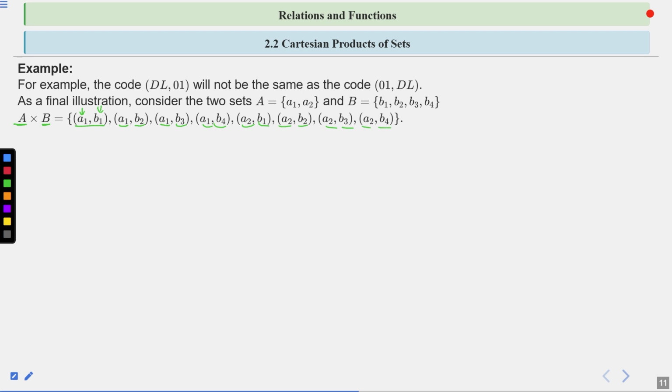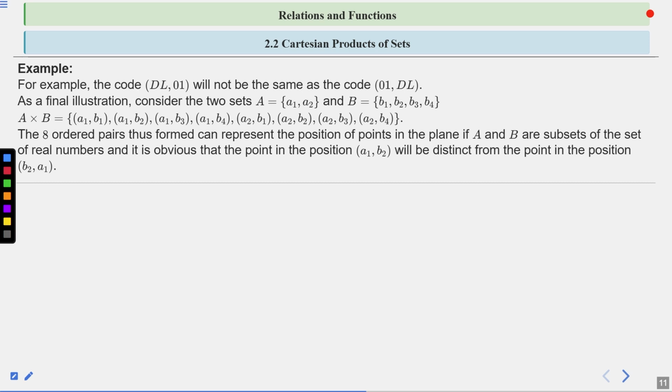Clear? So we got 8 ordered pairs simply. Clear? And also observe that the pair A1, B2 is not the same as saying B2, A1. And this pair also does not belong to the Cartesian product of A cross B. Okay.